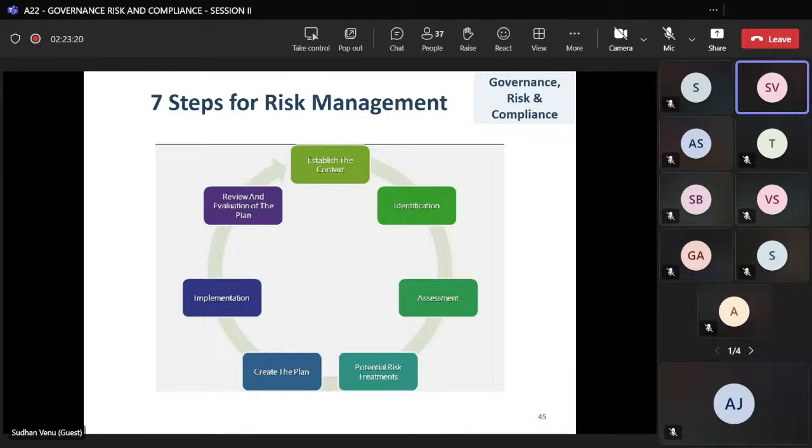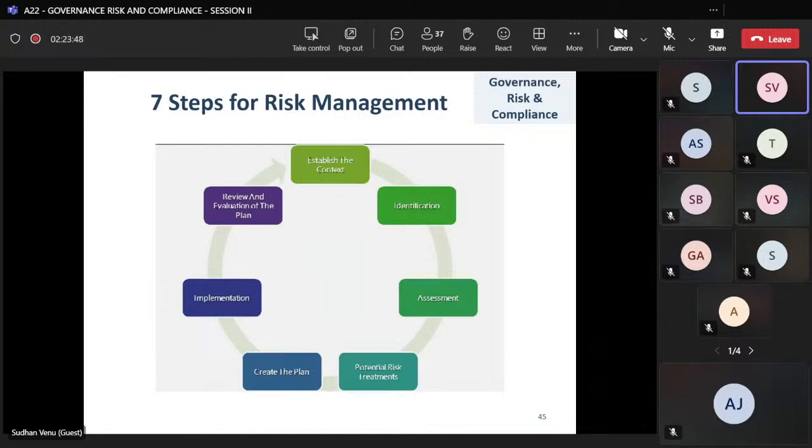Then implementation, that is obviously what we have created in the plan section that we are going to implement in terms of solution. The final one is review and evaluation of the plan, which should evaluate whether the previously selected security controls are still applicable and effective, and evaluate the possible risk level and changes in the business environment. Information risk is a good example, given the rapidly changing business environment.